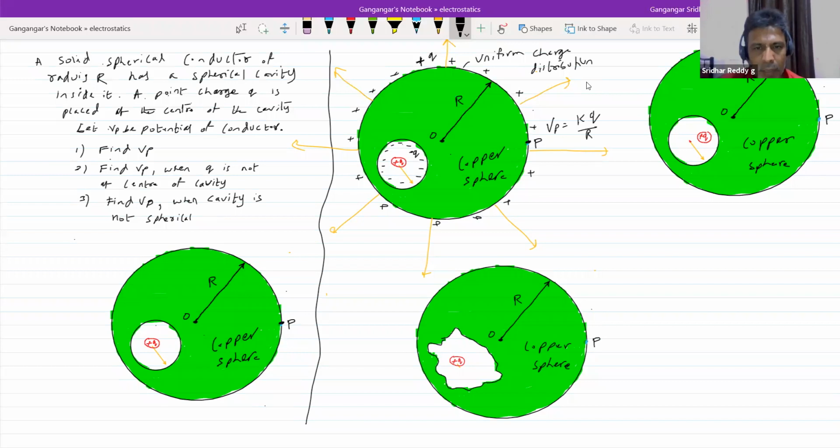Now you displace this cavity. You change the position of the cavity. Still, what will happen? The field outside, the lines of force, will anything change, the magnitude or the charge on the outer surface? No. Irrespective of the position of the cavity, meaning don't bring it outside, anywhere inside the copper sphere you displace the cavity, the charge distribution on the outer surface will not change. The lines of force will not get disturbed.